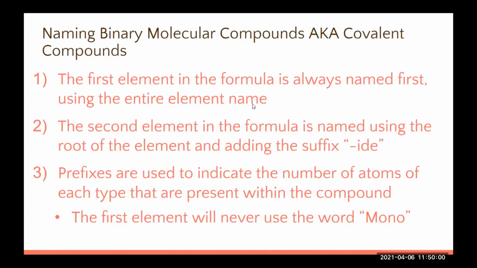For the second step, you're always going to name the second element using its root and then "ide," just like you do with an ionic compound. So if it's oxygen, it's going to be oxide. If it's fluorine, it's going to be fluoride. If it's bromine, it's going to be bromide. And then in front of your name, either your full element name or your "ide" name, you're going to use your Greek prefixes to tell me how many there are. The only exception to this is you never put the word mono in front of your first element.